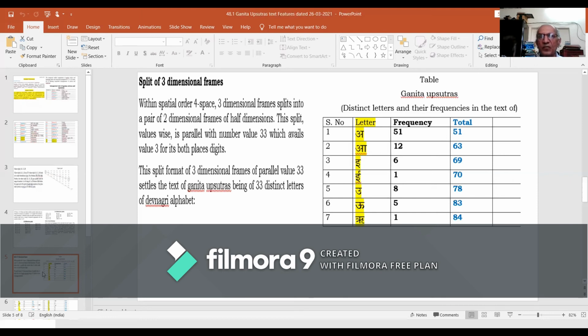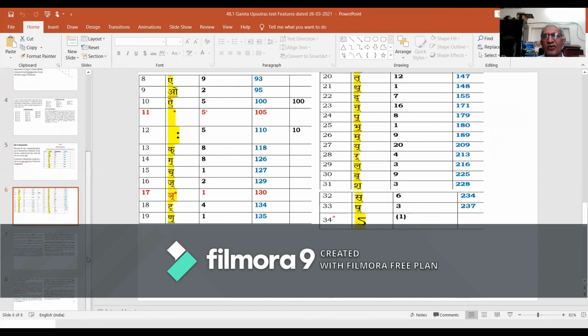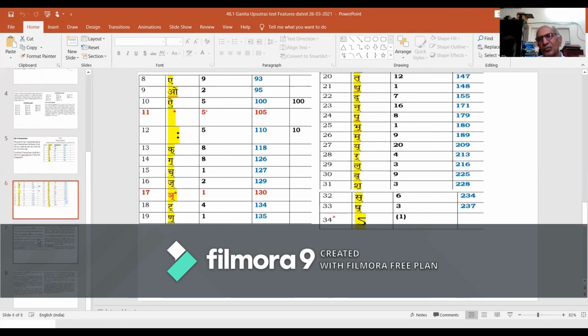Therefore, sadhakas fulfilled with intensity of urge to be parallel with the mathematical domain of Ganita Sutras shall revisit the text of sutras and reach the frequencies of these 33 distinct letters availed for the composition of the text of 13 Ganita Upsutras. Here on the computer screen is the tabulation of these 33 distinct letters with their frequencies and the summation of the frequencies of all these 33 letters, which takes us to the text being a text of 236 letters.